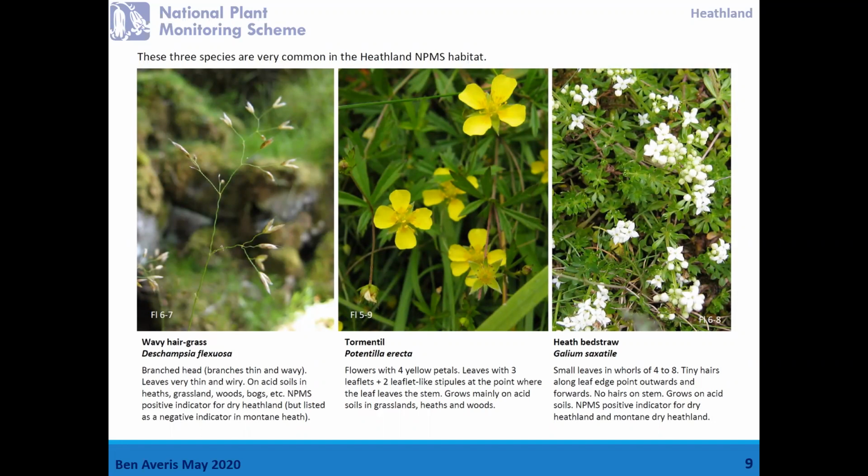This gives the whole plant a very smooth feel to the touch. And if you're out and about in heathery places and you see a bedstraw growing on the ground, it's pretty much the only bedstraw you're likely to find: the heath bedstraw.